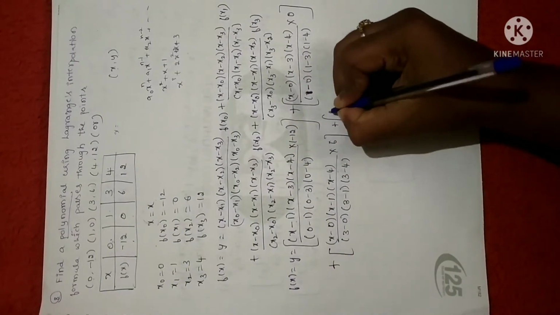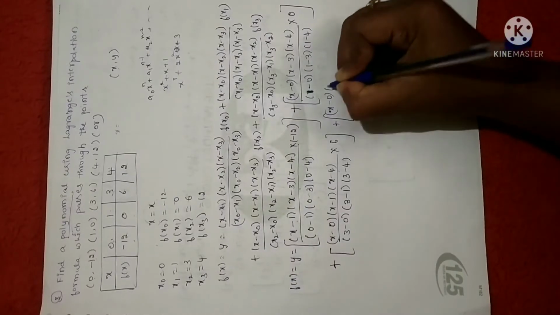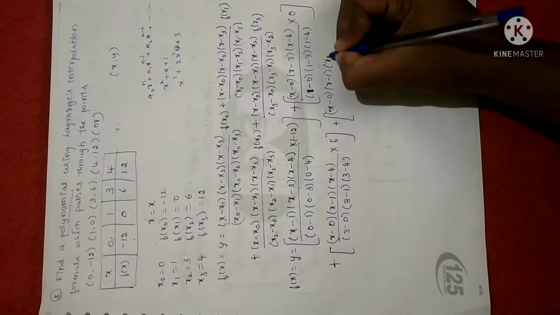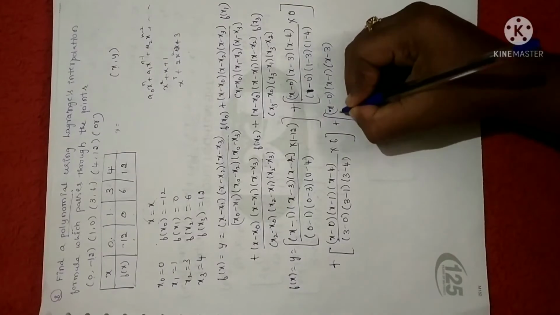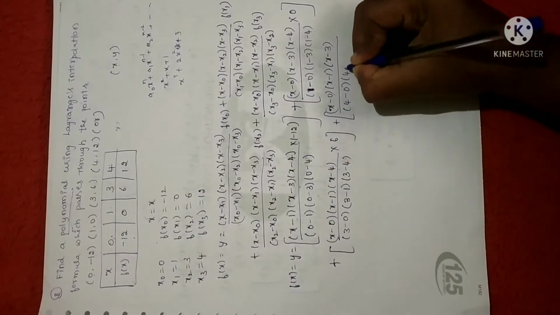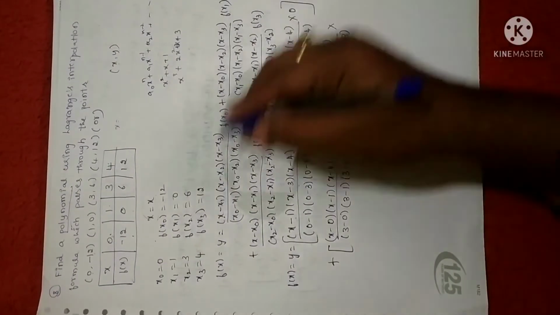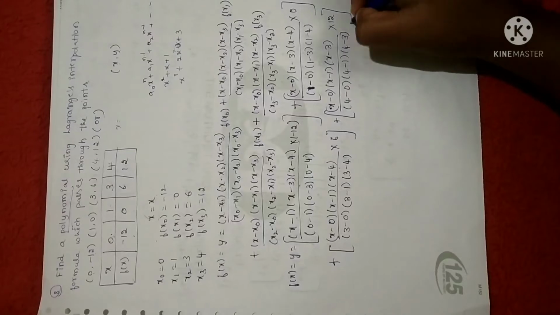Now let me write the fourth term. It is x minus x naught, which is 0. x minus x1, which is 1. x minus x2, which is 3. Divided by x3 value, which is 4, minus x naught, which is 0. x3 value is 4, minus x1 is 1. x3 is 4, minus x2 is 3. Into f of x3, which is 12. I have done the substitution.